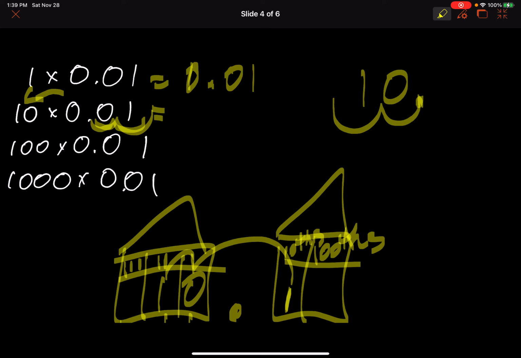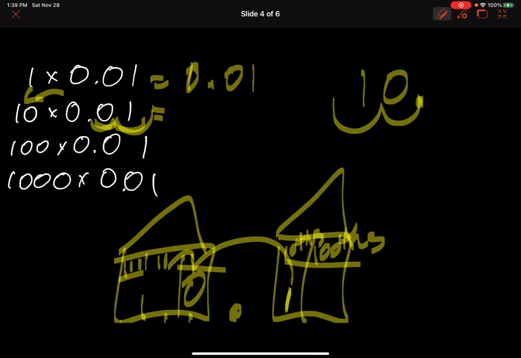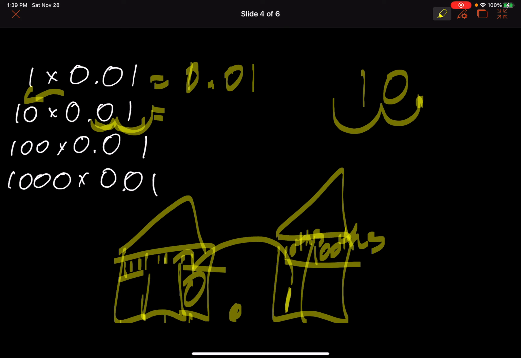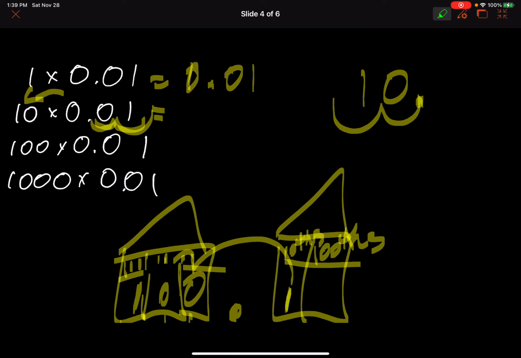All right, now if I had 100 instead, okay. I have 100. And now I'm going to shift those 2 decimal places. So where does the 1 end up? So the 1 ends up, I'm going to shift those 2 decimal places, and it goes 1, 2. So this would end up being 1.